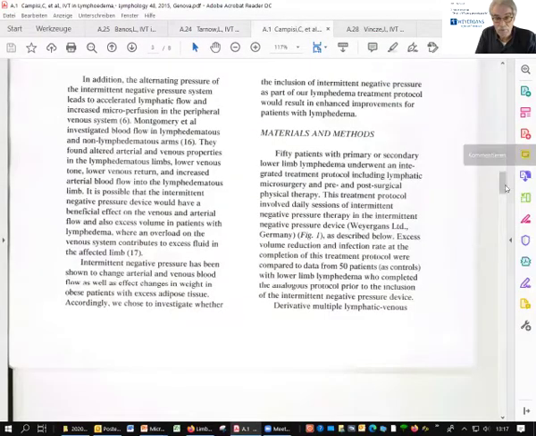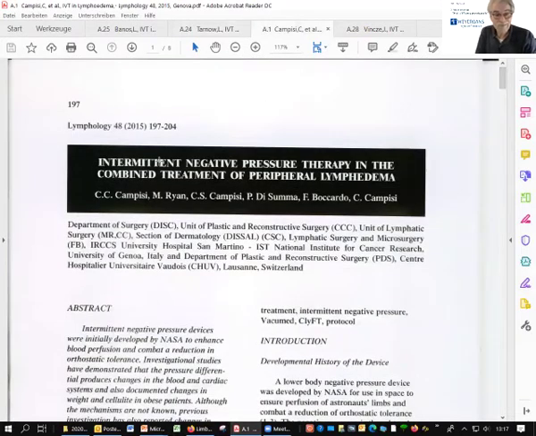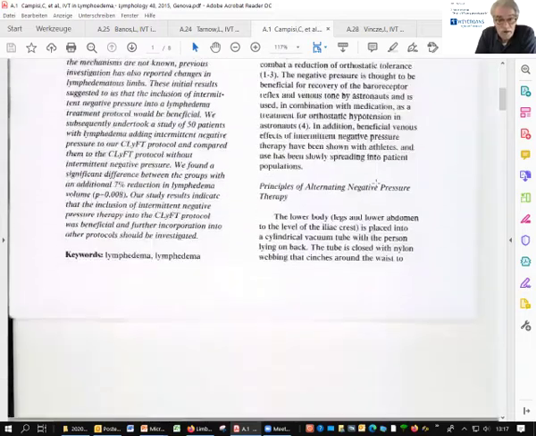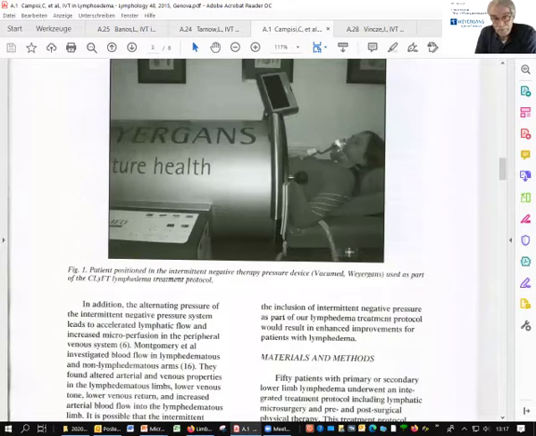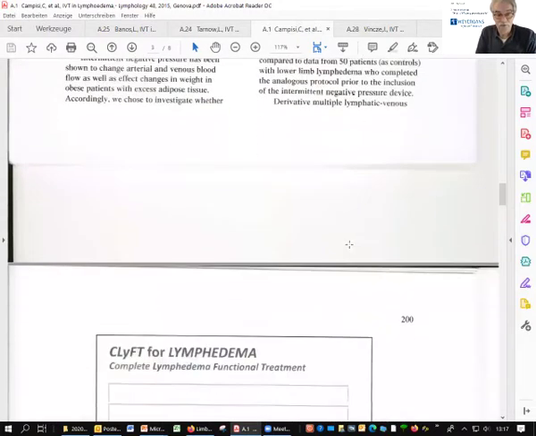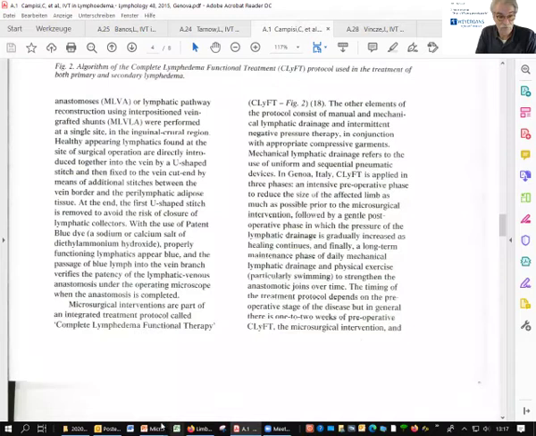One, maybe the most important one of all, is the study of Corradino Campisi. Corradino Campisi is the chairman of the International Association of Lymphology. He comes from Genova in Italy, and he writes about intermittent negative pressure therapy in the combined treatment of peripheral lymph edema. It's worth reading this article. Campisi himself, in the university and in his clinics, is using several vacuum devices.